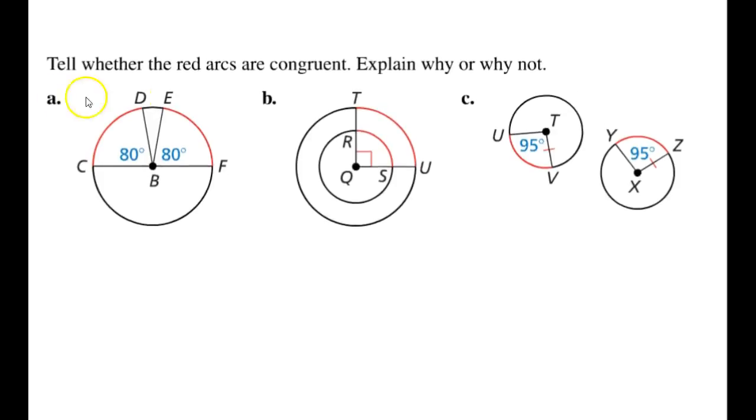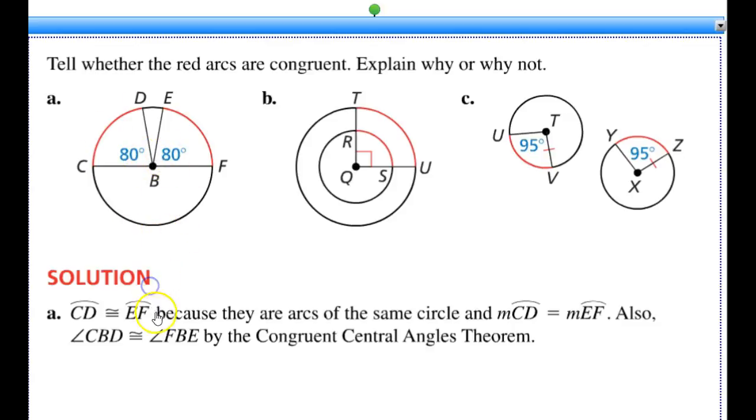So here's our first example for this. Tell whether the red arcs are congruent and explain why or why not. So here in part A, I see I'm dealing with 1 circle, and I see that my central angle here is 80 degrees and my central angle here is 80 degrees. Since my angle is the same and I'm dealing with 1 circle, I can say that yes, these arc lengths are the same measurement.